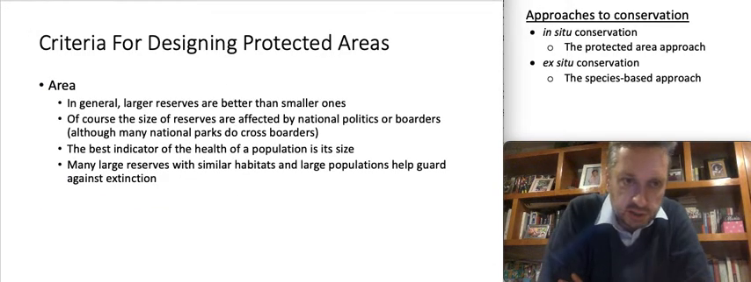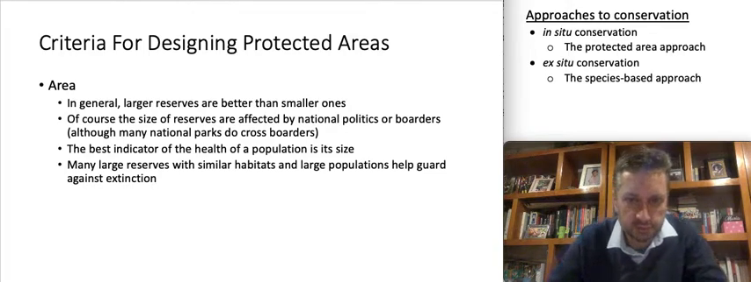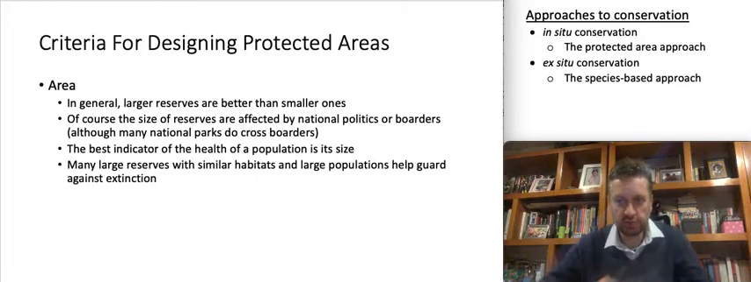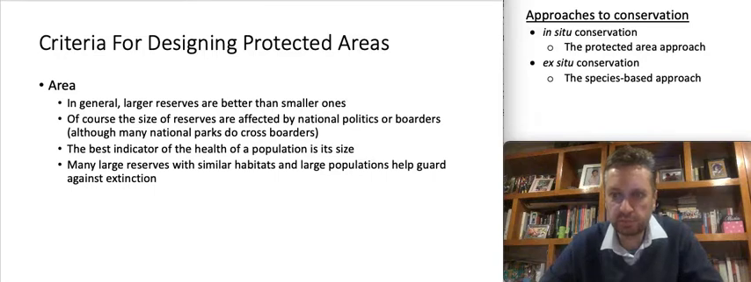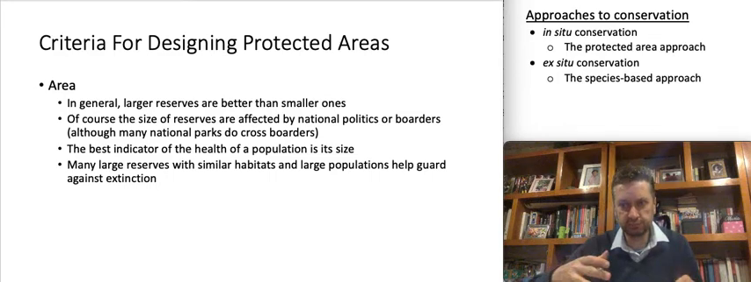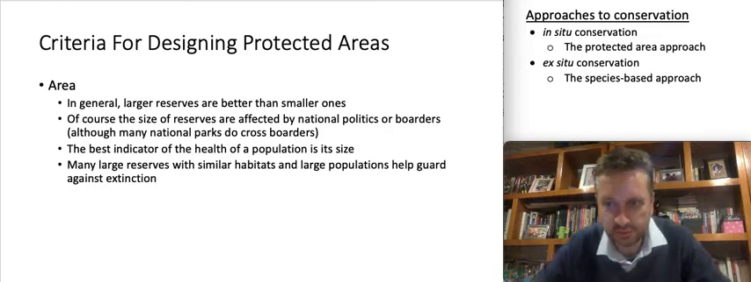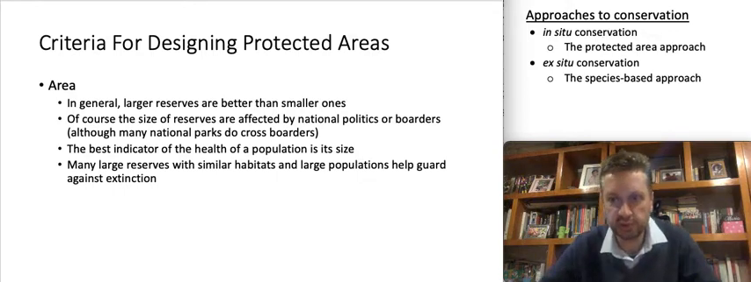Okay, so criteria in general. So first of all, we can look at the idea of area. Common sense tells us that larger reserves are better than smaller ones. You can't always be that picky because the size of your reserve might be affected by national politics, national borders. Again, going back to the African park system, there was a system set up in the 90s, I think, called the Peace Parks Initiative, where basically governments in Africa decided that they could have a very loose idea of enforcing national borders across national parks, and national parks could actually spread across national borders.